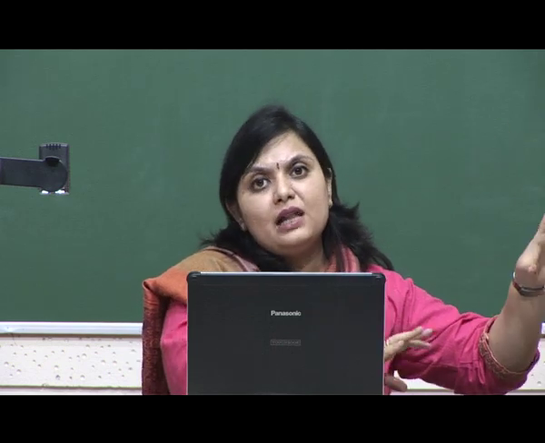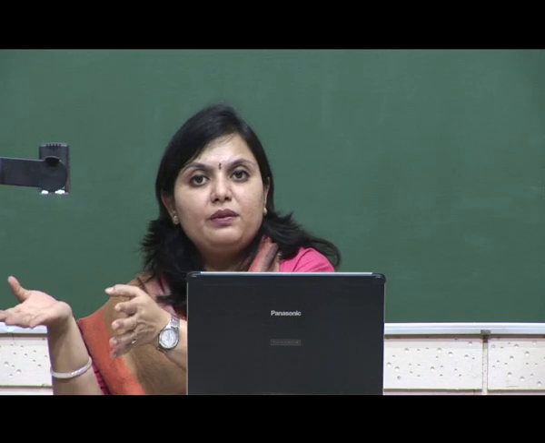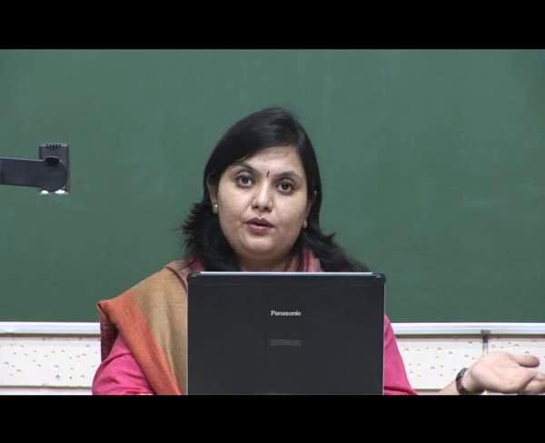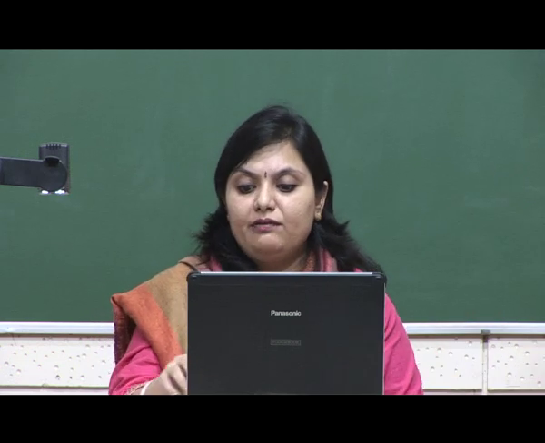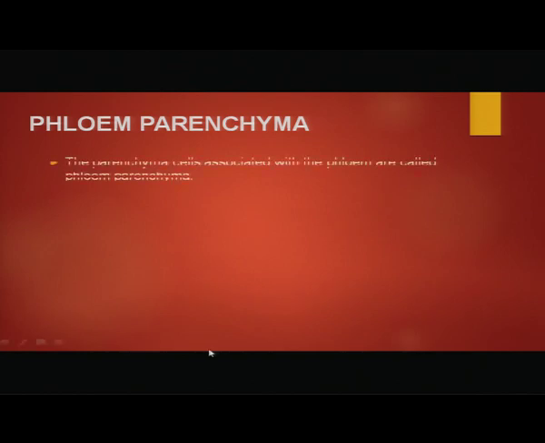So, sieve cells and albuminous cells are present in the gymnosperms, while sieve tube cells and companion cells are present in the angiosperms. These ones, the sieve tube cells and companion cells, are more evolved as compared to the albuminous cell and sieve cell. Moving on, the phloem parenchyma.